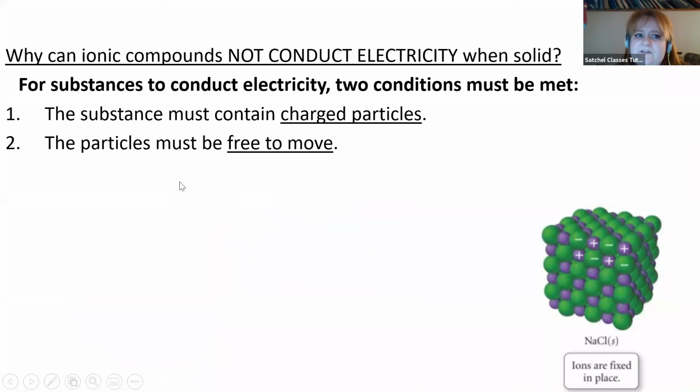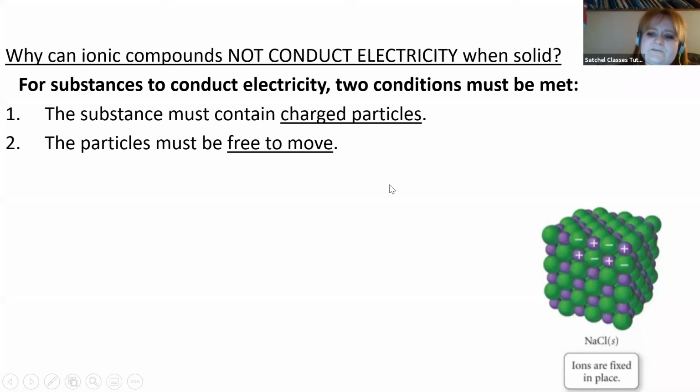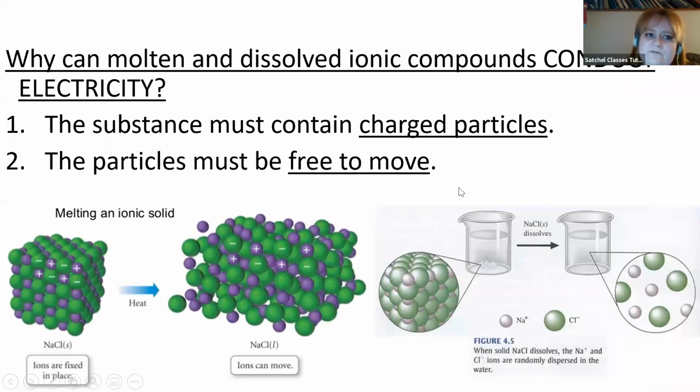So ionic compounds do not conduct electricity when solid. Table salt would not conduct electricity, it's not good to use in a circuit, not when it's solid. For substances to conduct electricity in general, 2 conditions must be met. A substance must contain charged particles. Well, it does, doesn't it? And they must be free to move. They're not free when they're solid like this. When they're solid, they're not free to move.